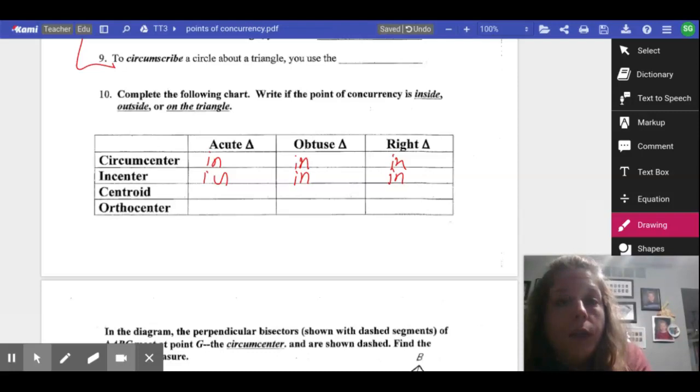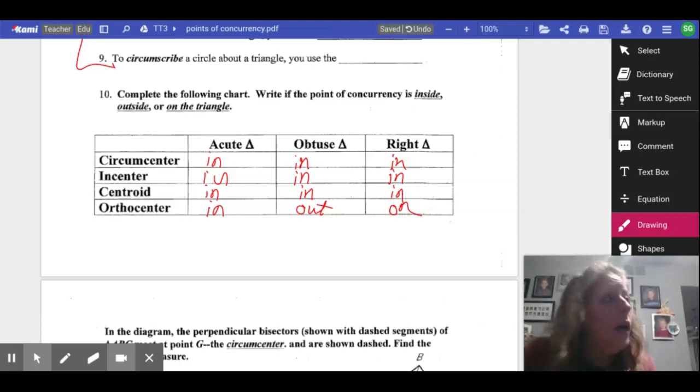The centroid is created by the medians, well, midpoints, and those medians, those lines always end up inside the triangle, so the centroid's always in there. It's orthocenter, and that's the only one that messes things up. If it's acute, it's inside. If it's obtuse, it's outside. But if it's a right triangle, it's on that triangle. Right at the right angle, actually.